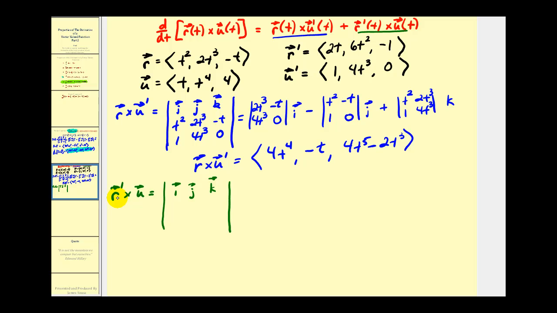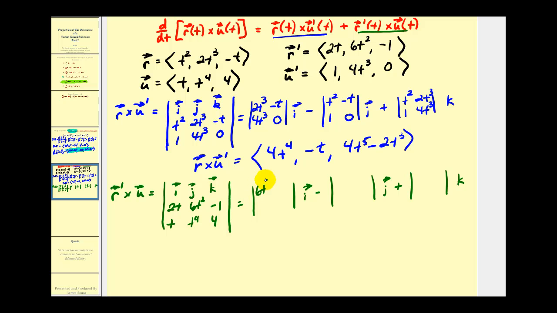First row will be from r prime, so we'll have 2t, 6t squared, negative 1, and then u will give us t to the fourth, and 4. So eliminating row 1, column 1, we'll have 6t squared, negative 1, t to the fourth, and 4. Eliminating row 1, column 2, we'll have 2t, negative 1, t, and 4. Row 1, column 3, we'll have 2t, 6t squared, t, and t to the fourth.